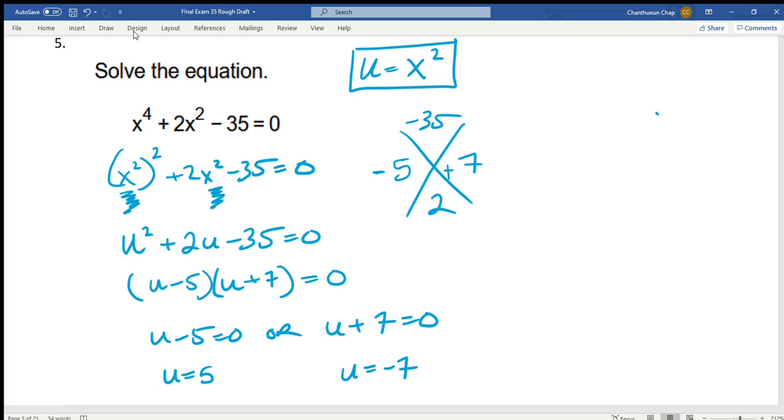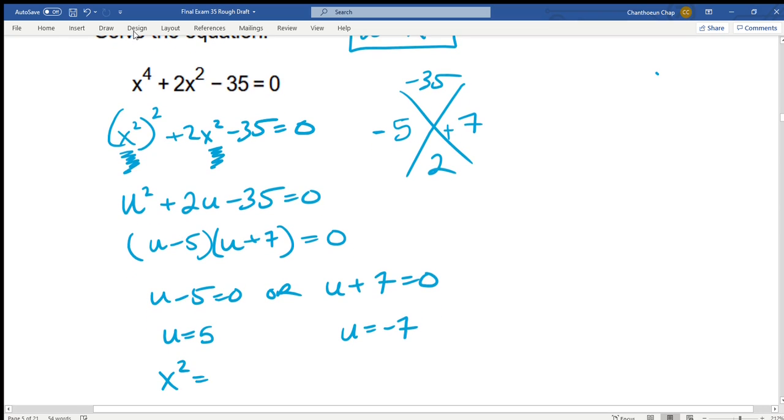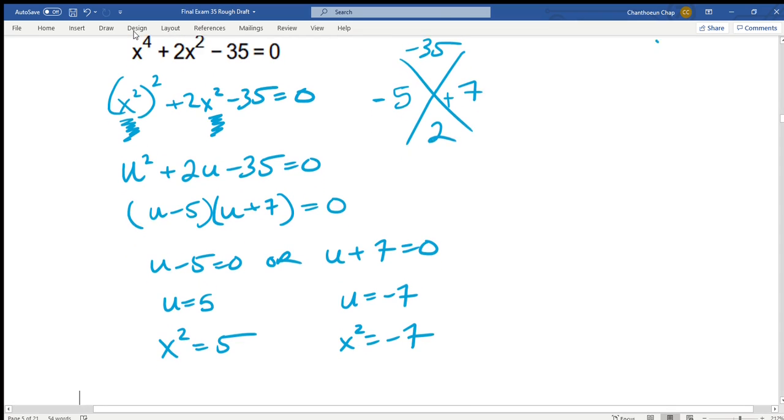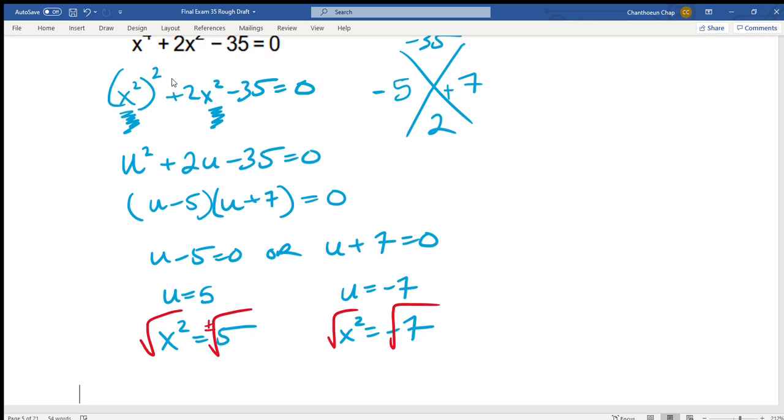But our solutions are not 5 and negative 7. You have to convert it back to x. x squared is equal to u. So let's replace these with x squared and x squared here as well. Now we can solve for x. We'll take the square root of both sides. Don't forget that plus or minus when you take the square root of both sides.